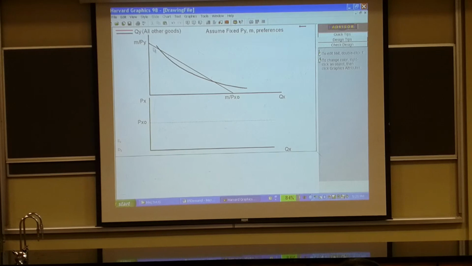Given that they can buy some of those combinations, and remember they're indifferent to this one, and this one, and this one, and this one, given their budget, which combination or combinations would they prefer most, given this information?